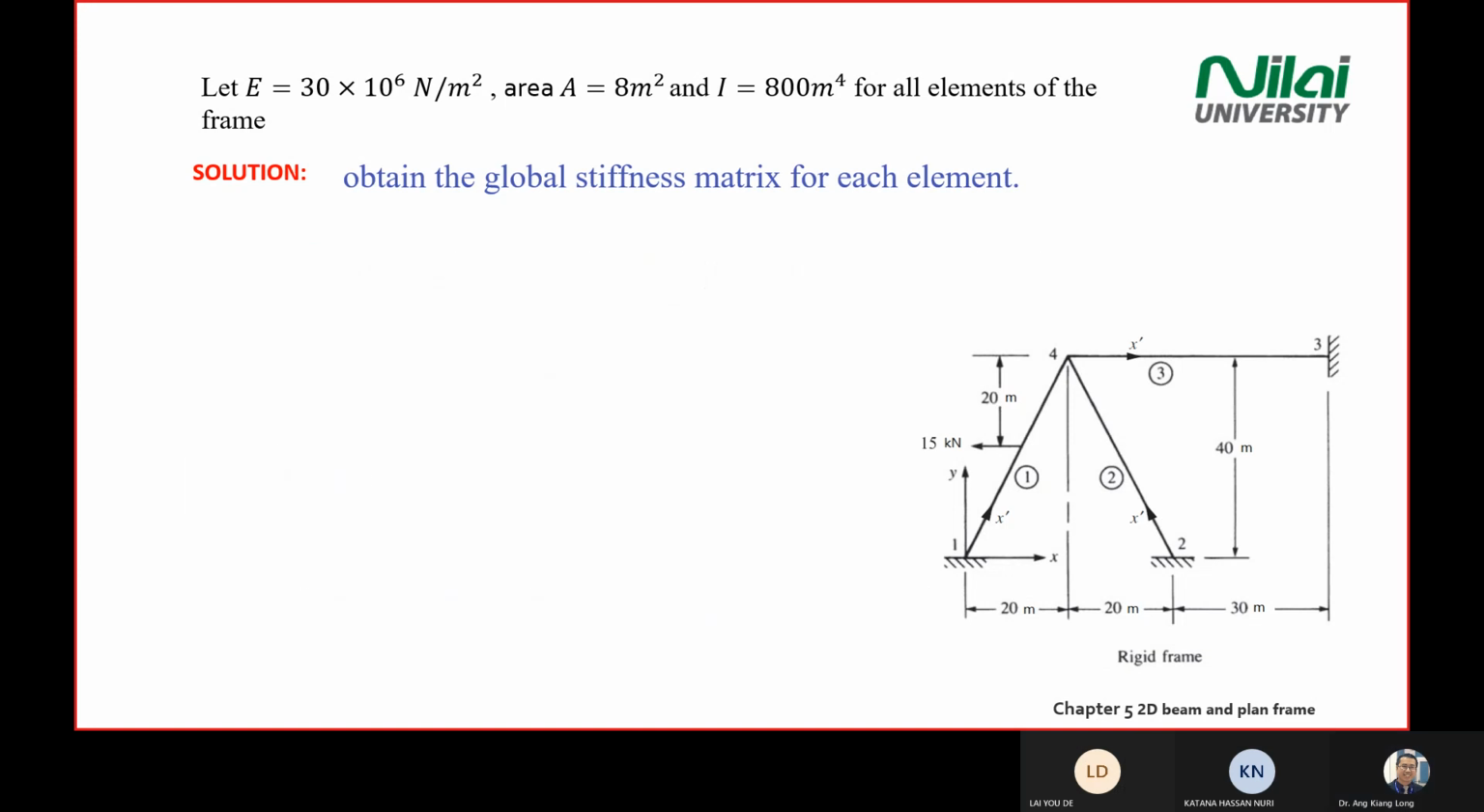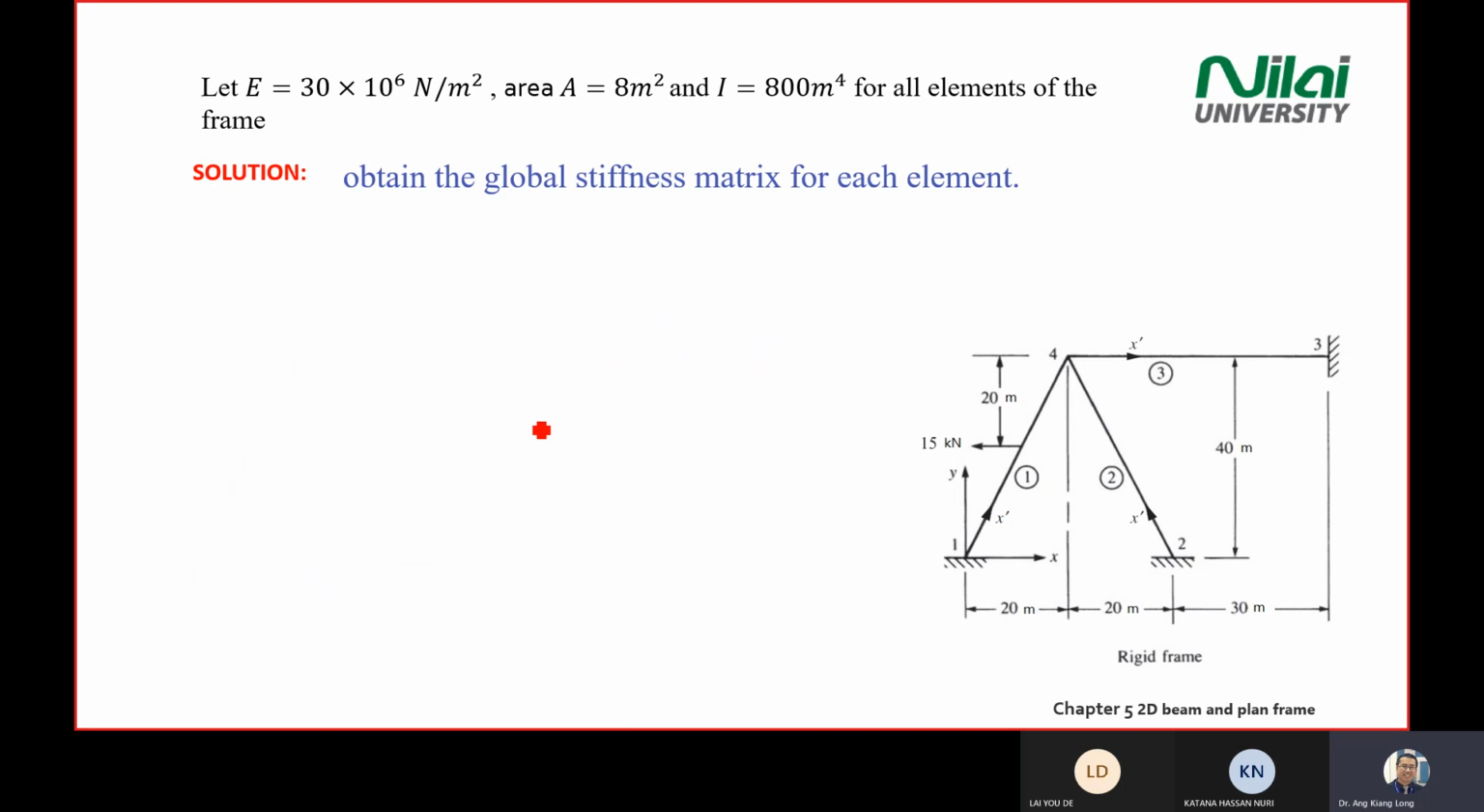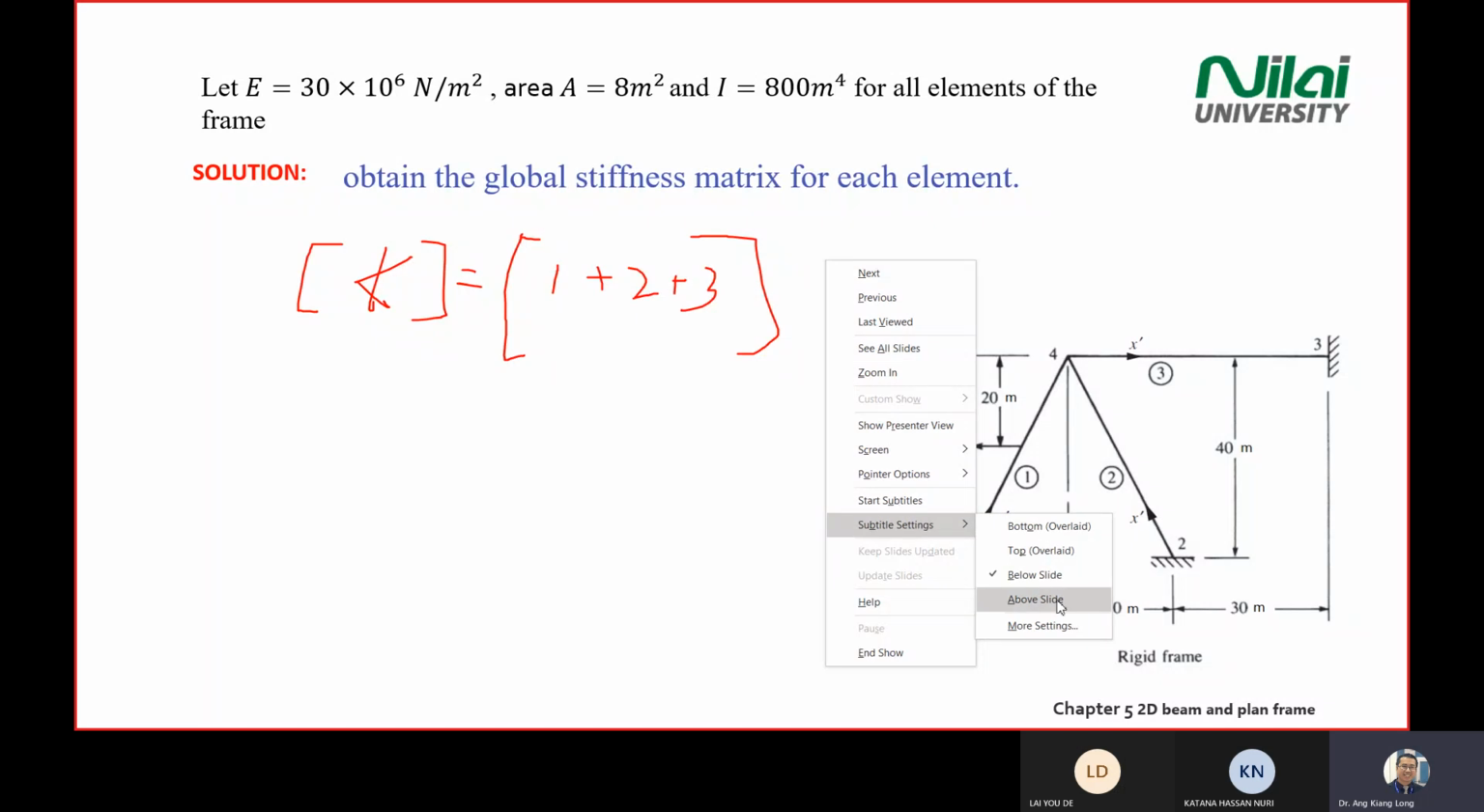Then you combine and superimpose them into a big one, which is the K matrix here. After that, you write this equation, F equal to KD. After you superimpose all the K matrices together, element 1 plus element 2 plus element 3, you put them together. So you'll get one very big matrix.